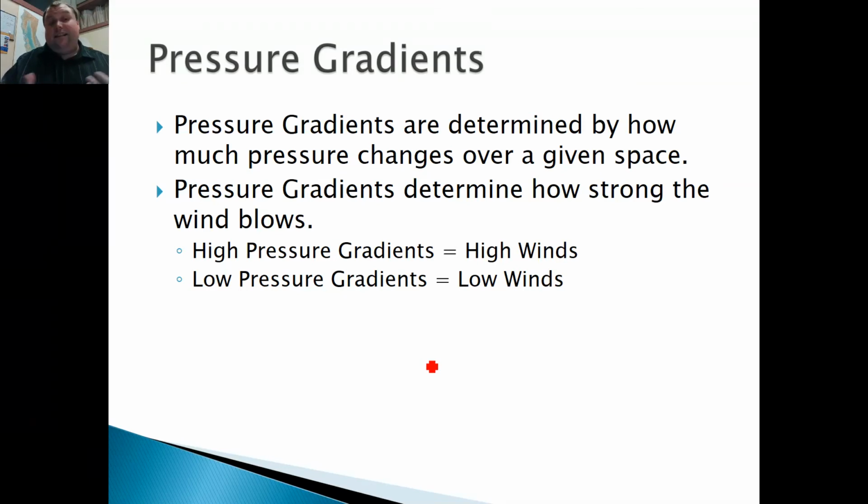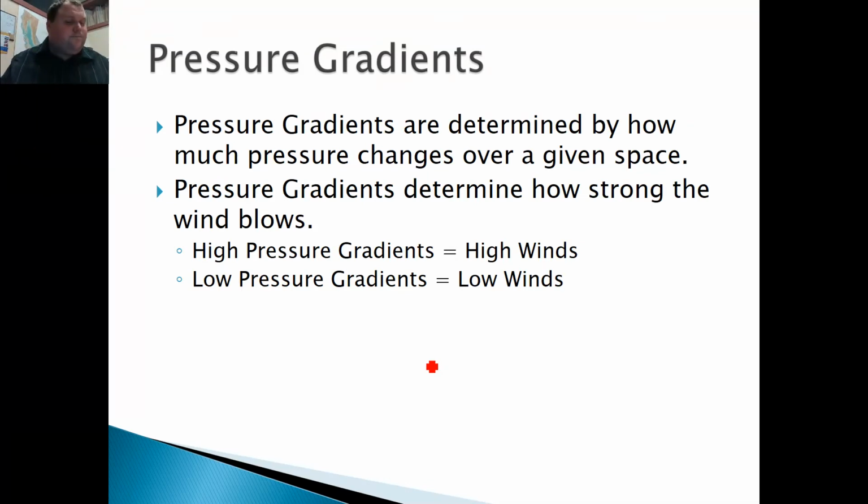On the other hand, if those lines are really close together, that means that traveling a small distance still causes a very big change in pressure. As a result, you have a high pressure gradient. In this case, the pressure changes substantially from one area to the next. This gives us high winds. So when the isobars are really close together, that's a big pressure gradient. When they're really far apart, that is a small pressure gradient.